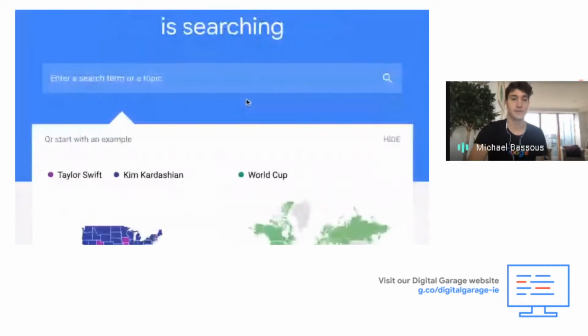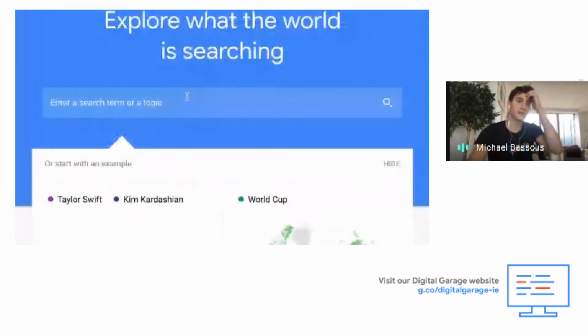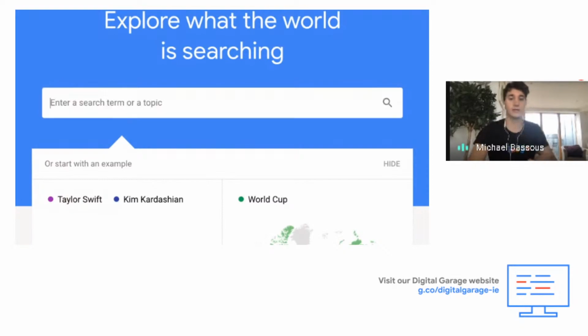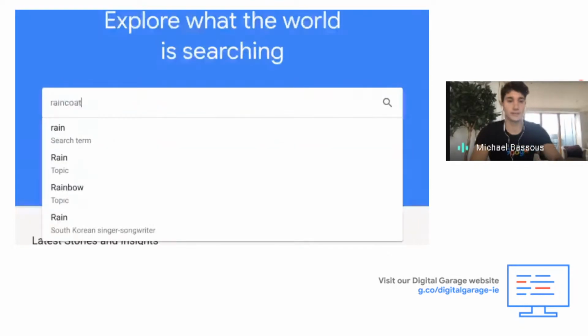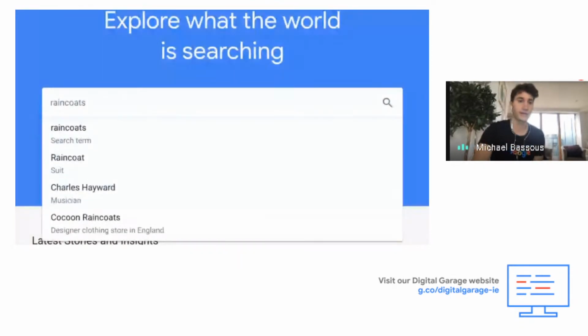Perfect. So as you can see, we shifted to Google Trends, and the first thing you're going to see is explore what the world is searching. We're going to take some of the examples from you guys, and I'll see what I will pick. I think I'm going to start with raincoats and jeans. So we're going to start with raincoats, as today is a rainy day.